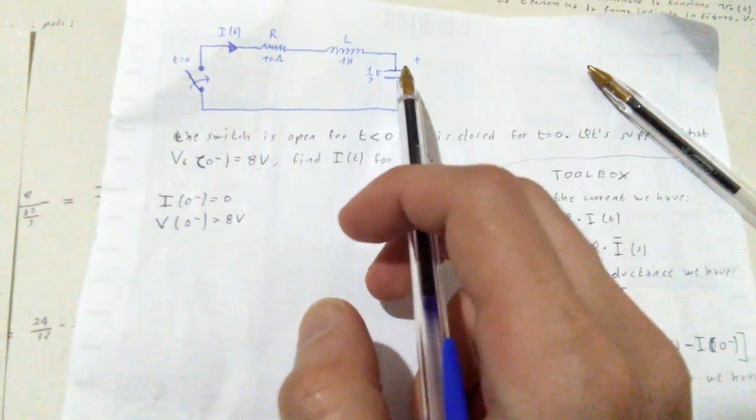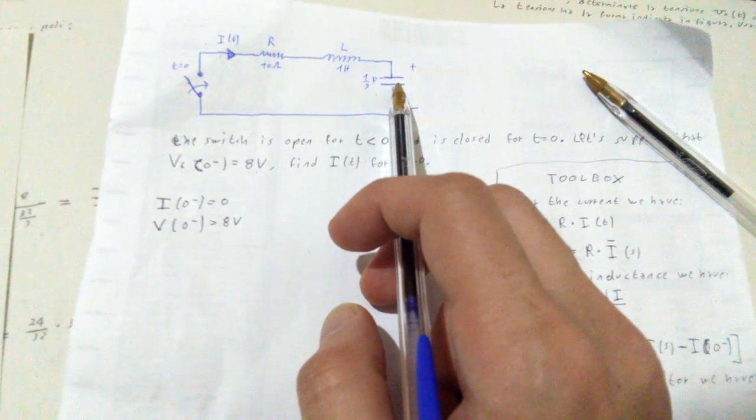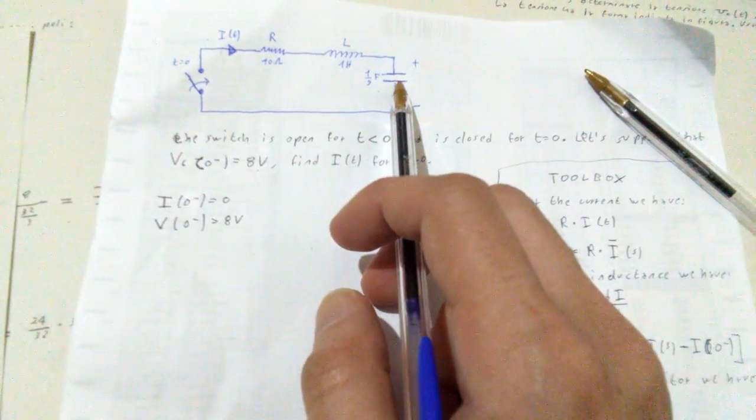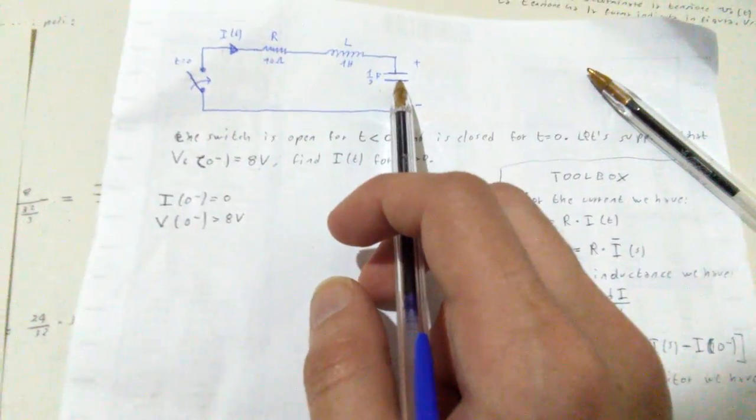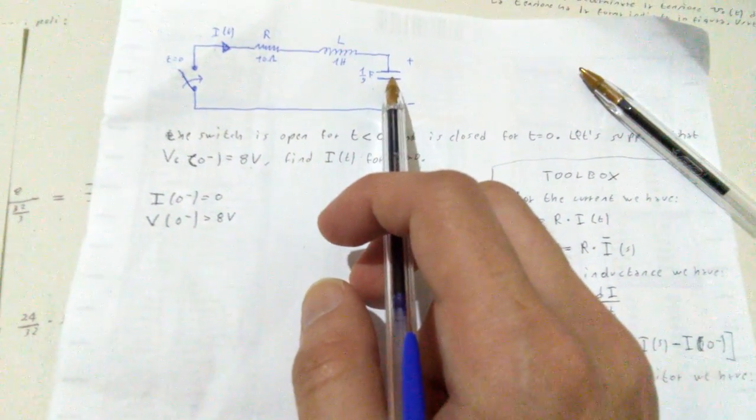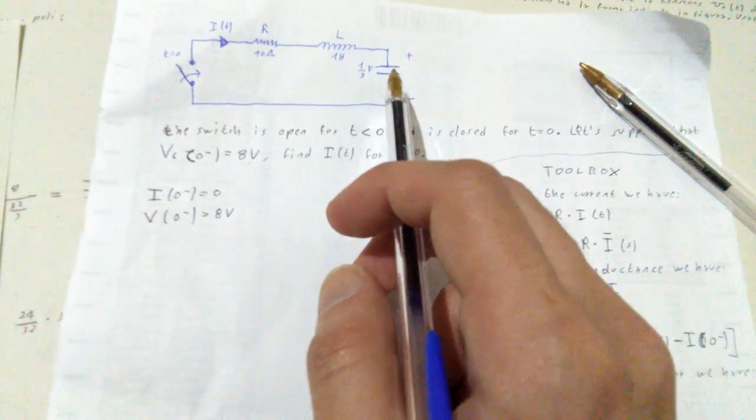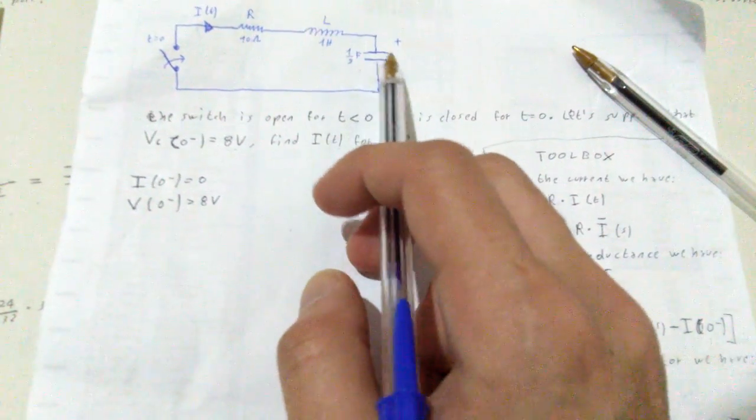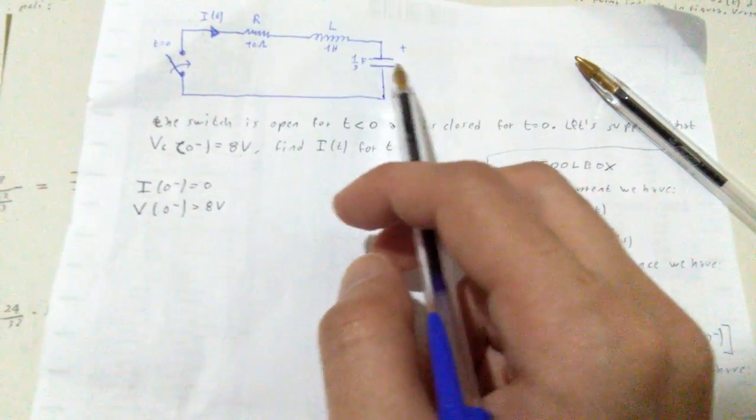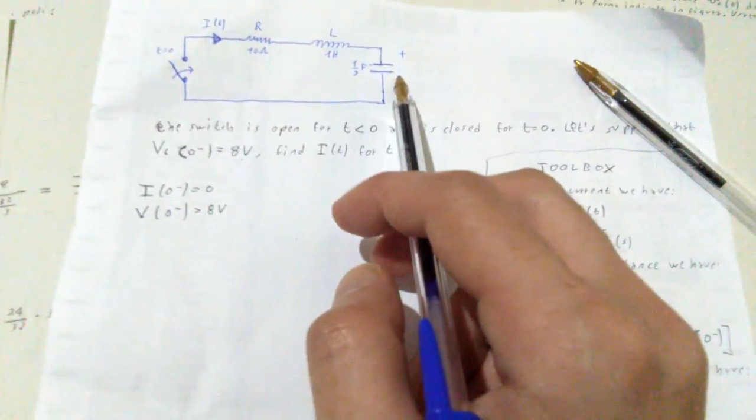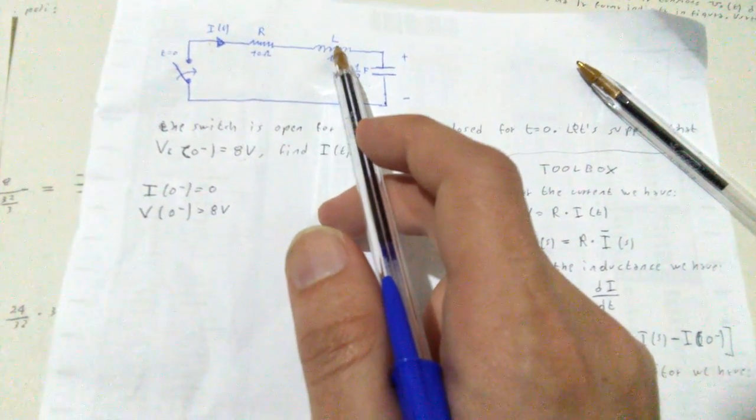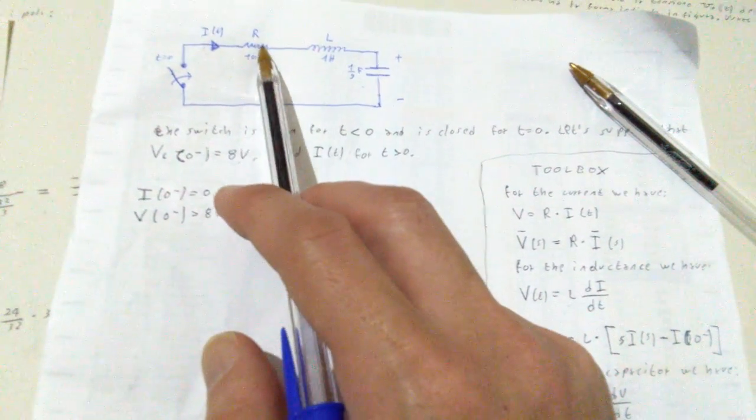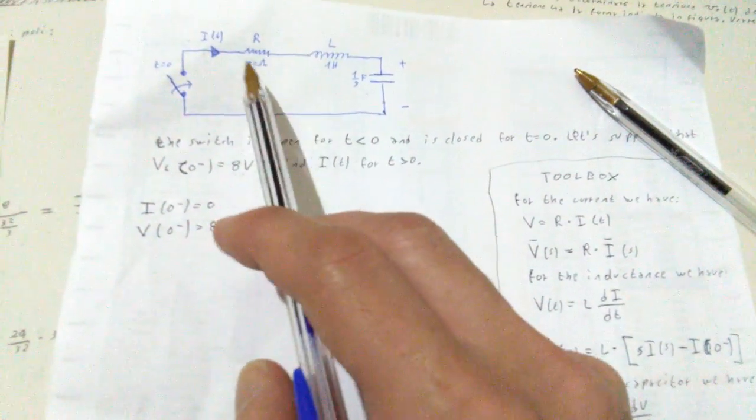Okay, so in the Laplace equivalent circuit, we can think about the capacitor as a resistance plus a difference of potential. So basically, a resistance plus a power source. And then we can think about our inductance as a resistance, and our resistance is just going to stay the way it is.